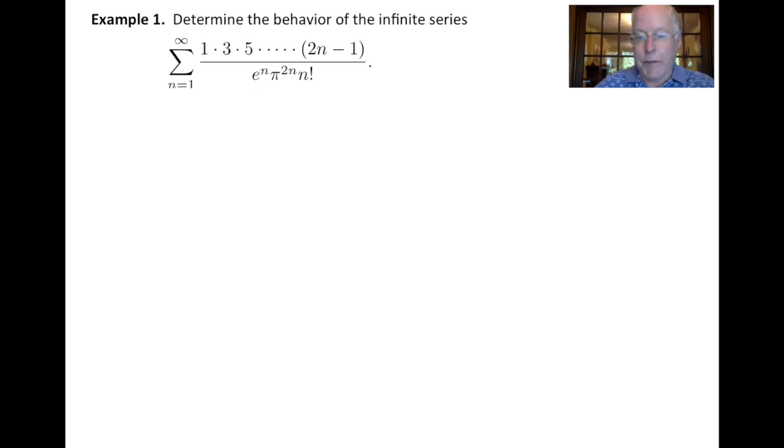So let's look at a couple of examples here. First one, let's determine the behavior of the infinite series summation n equals 1 to infinity. In the numerator, we have 1 times 3 times 5, and then a bunch of dots, 2n minus 1. In the denominator, e to the n, pi to the 2n, n factorial.